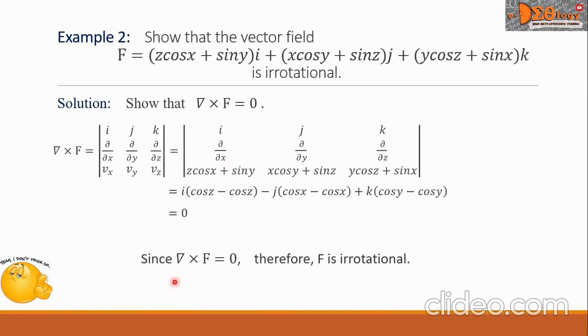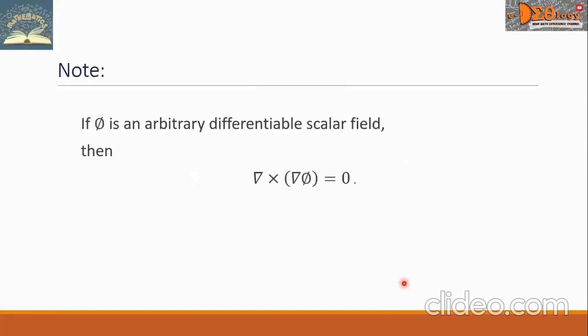Now we write, since gradient cross F equals 0, or we say that the curl of v equals 0, therefore the vector field F is irrotational. Note that if phi is an arbitrary differentiable scalar field, then gradient cross product of the quantity gradient of phi is equal to 0.